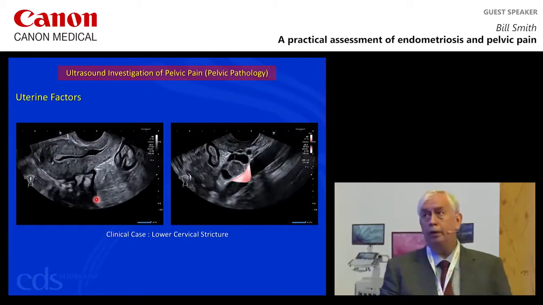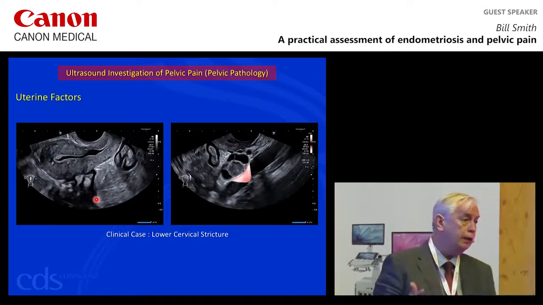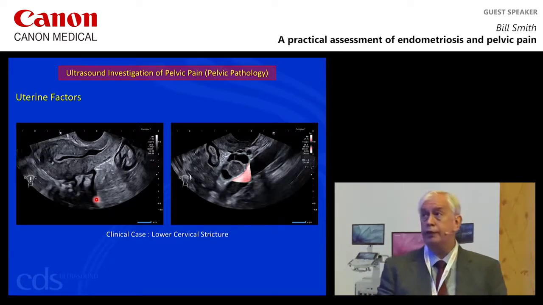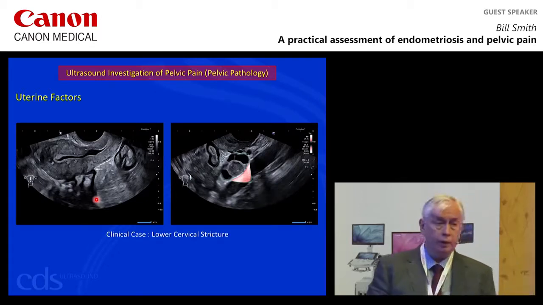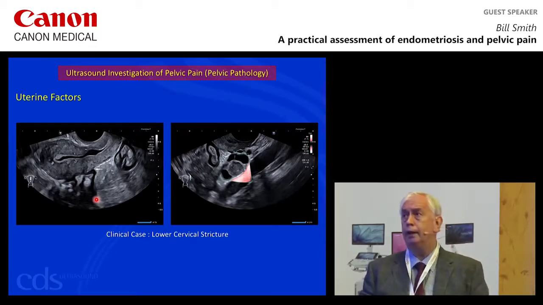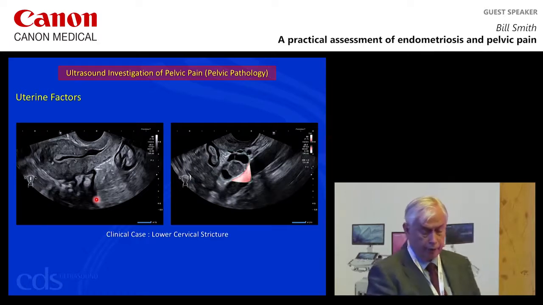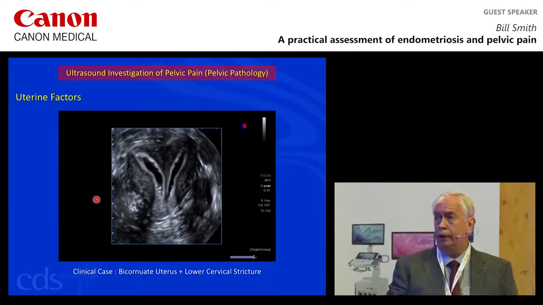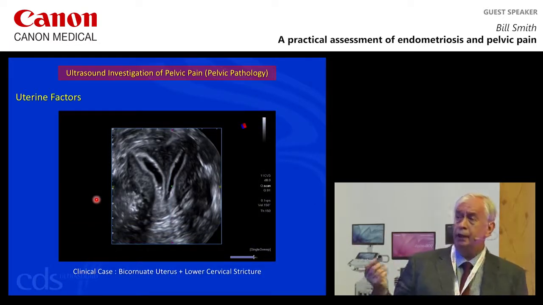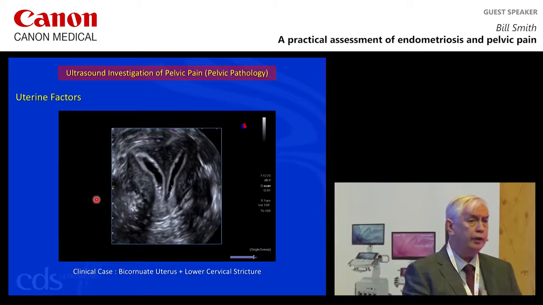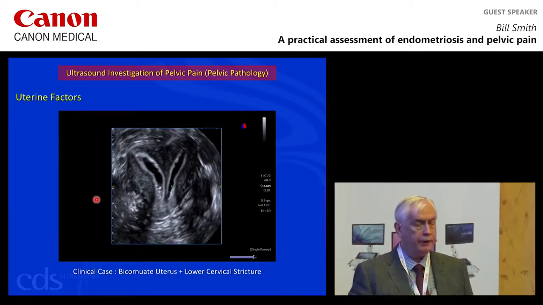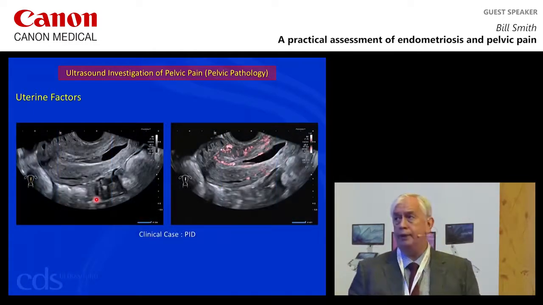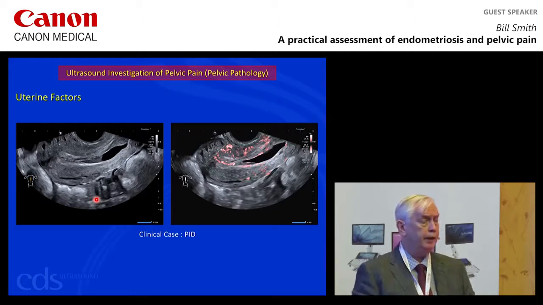So if we carry on with pain emanating from the uterus, here are two cases. Well, this is the first case where there is a lower cervical stricture. There we can see an obvious hematometra. You can't see the fundus, but this is actually a bicornuate uterus. Again, this isn't an SIS. There's actually a lower constriction here, an anatomical feature, but it causes pain. Inflammatory changes, infection, will cause pain.